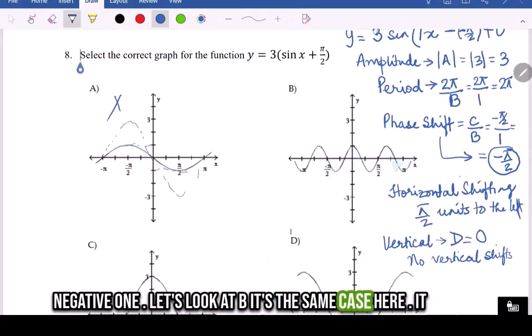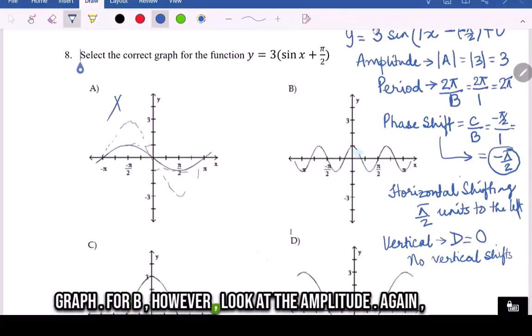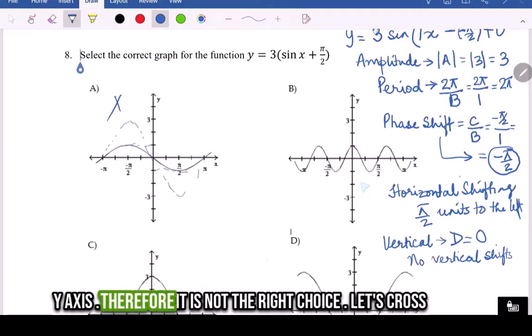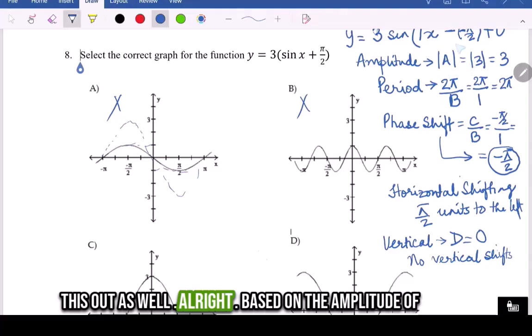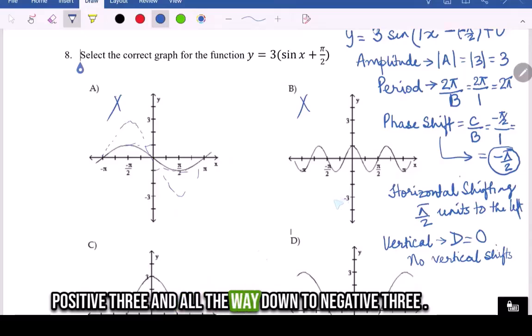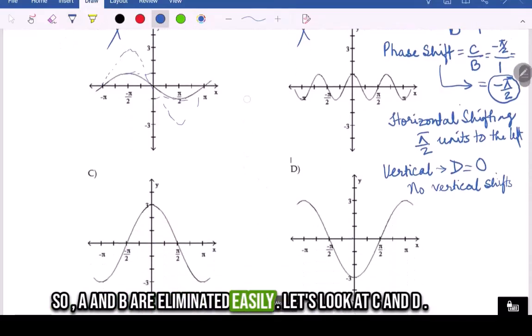It's the same case here. It looks different. It's a narrow graph. A had a wider graph. For B, however, look at the amplitude. Again, it extends up to positive 1 and negative 1 along the y-axis. Therefore, it is not the right choice. Let's cross this out as well. Based on the amplitude of the graph, it should have gone all the way up to positive 3 and all the way down to negative 3. So A and B are eliminated easily.